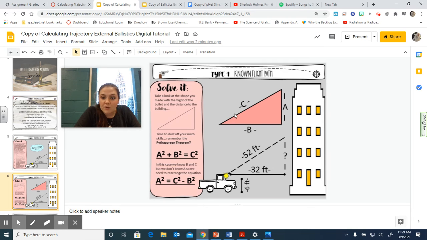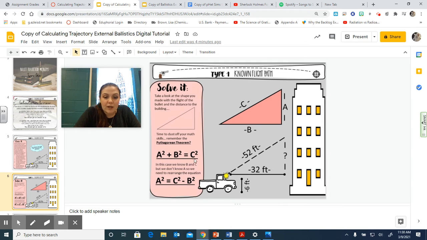Okay, so now to solve it. We have our little triangle here. Take a look at the shape you made with the flight of the bullet and the distance of the building, these triangle shapes. Time to dust off your math skills. The Pythagorean theorem is a squared plus b squared equals c squared. Here a is the height, the long part is c, and the distance away from the building is b. In this case, we know the b and c part. So we have the answer to b and we have the answer to c. We're trying to find a, the height up, how high, what floor the shooter was at.